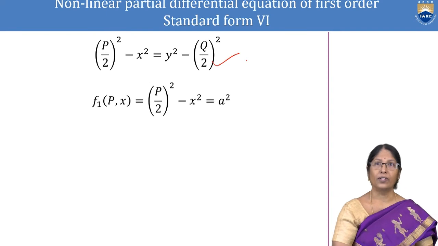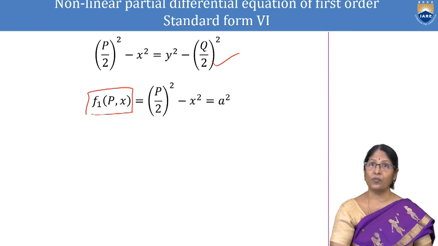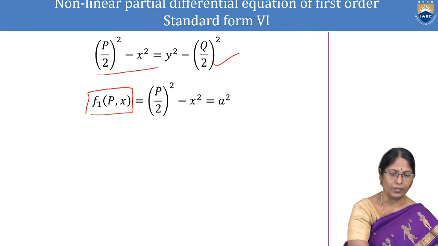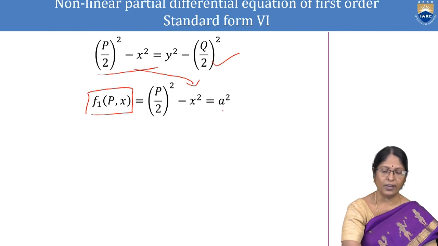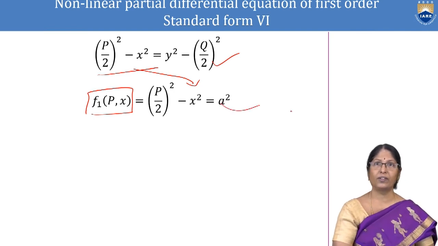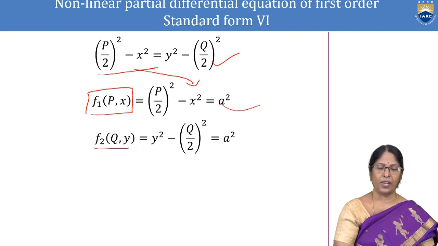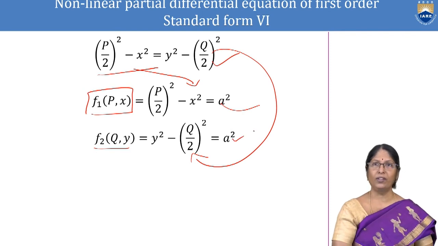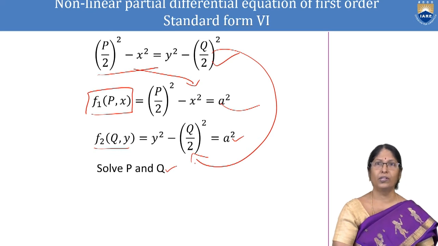Yeah, it is written. So f1 of p comma x, according to our standard form 3 and our problem, is equal to a square, that is some arbitrary constant. Next, f2 of q comma y, according to the standard form 3 step, is also equal to some arbitrary constant.